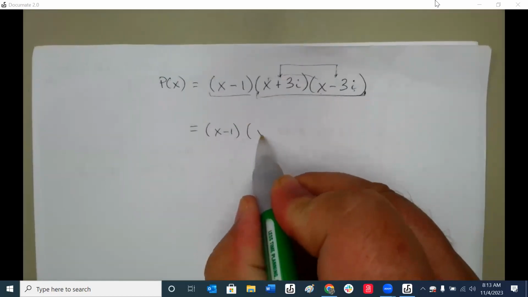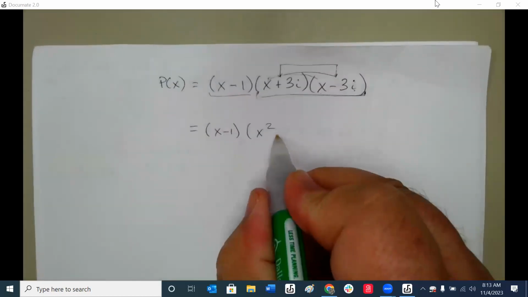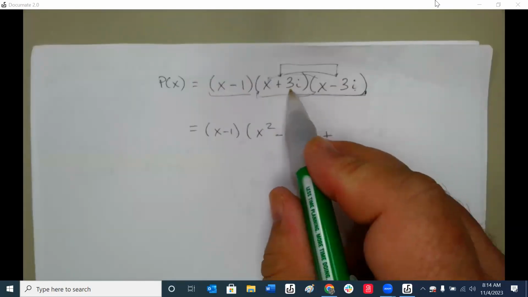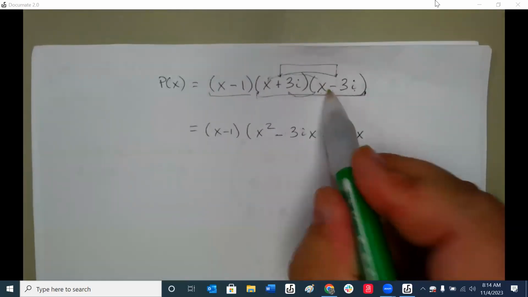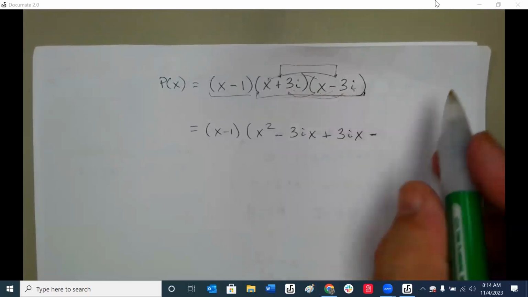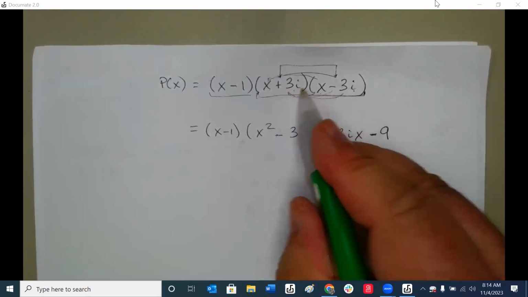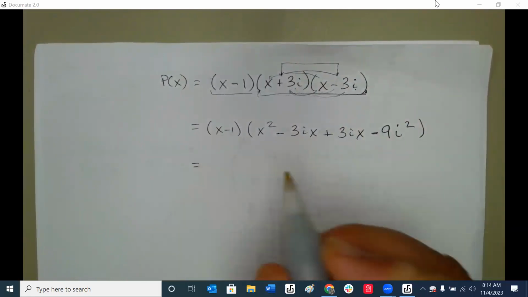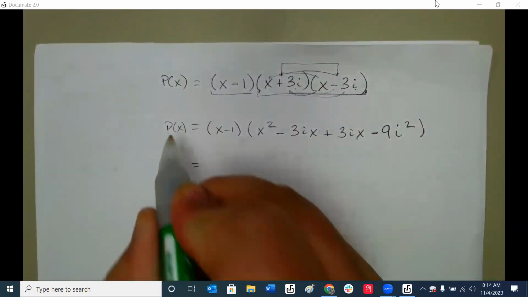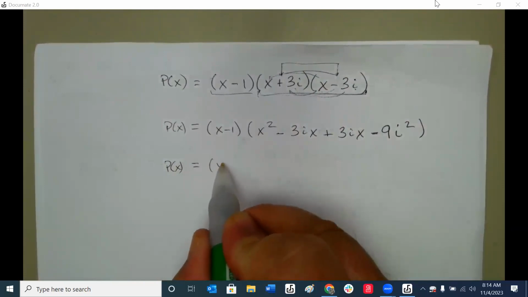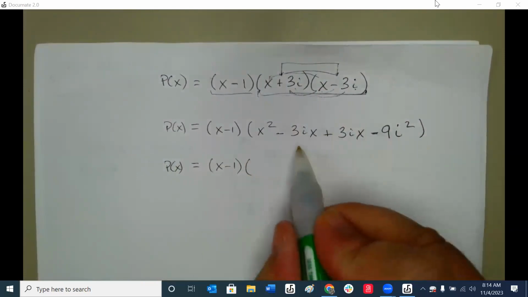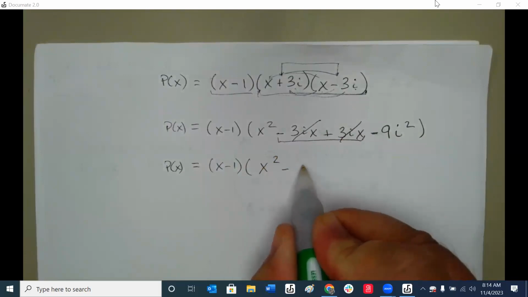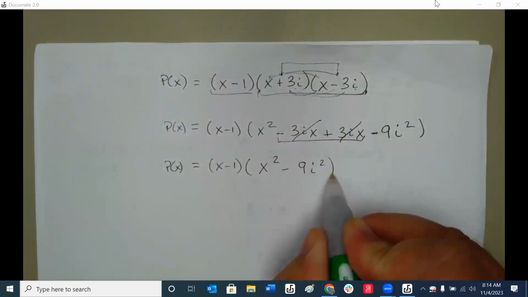x times x will give us x squared. Positive times negative is negative: x times 3i is 3ix. Positive times positive: 3i times x is 3ix. Positive times negative is negative: 3i times 3i. 3 times 3 is 9, i times i is i squared. So leave the first one alone. Now combine like terms in the second one. We have negative 3ix, positive 3ix, so these cancel. So we have x squared minus 9i squared.